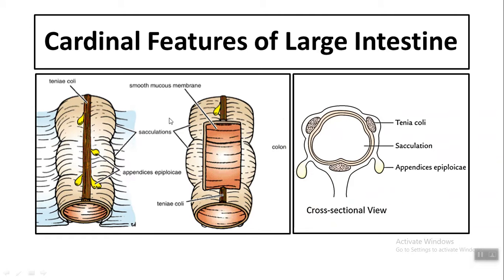Here is another diagram showing the cardinal features of the large intestine. These are the tinea coli, which are the longitudinal bands of muscle that number three. In cross section this is apparent: three bands of longitudinal muscle called tinea coli. The other feature is the sacculation or the haustration, and the other feature is the presence of appendices epiploicae. Appendices epiploicae, shown in yellow color, or another name is the fatty tags. These are pouches of peritoneum covering the large intestine and containing fatty tissue.